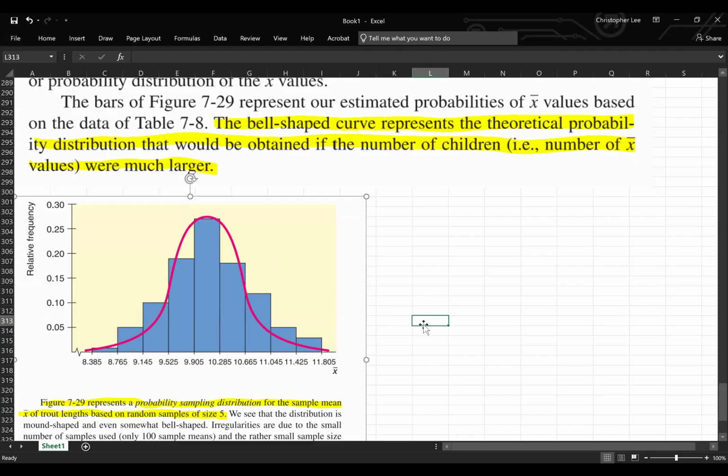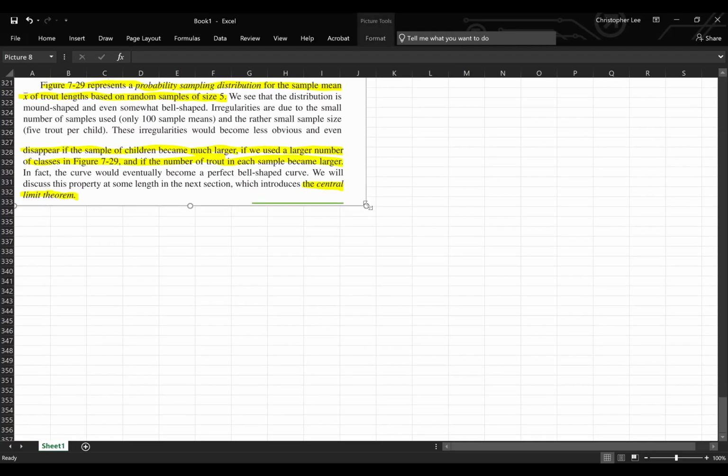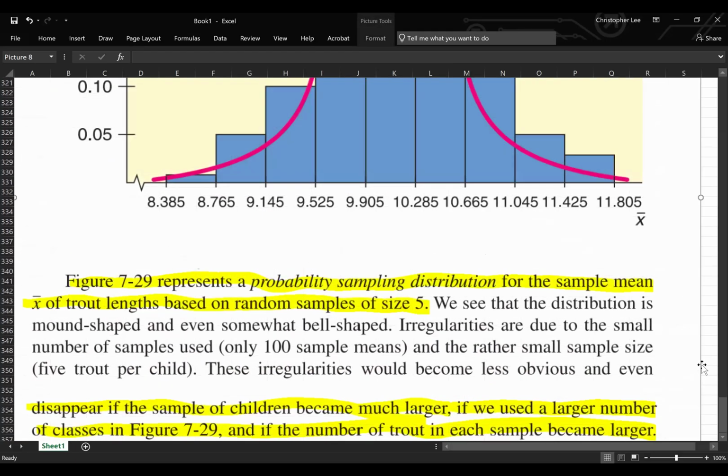But here we go. This is what it is, right? We have our relative frequency histogram right here, right? You all remember how we get the bars. These are our class boundaries on the bottom, relative frequency up here, and we make the bars. This red line over here, right? This is the bell-shaped curve, right? That's representing the theoretical probability distribution, right? Again, if the number of children were much larger, right? If instead of having 100 children, we had like 1,000, for example, right?